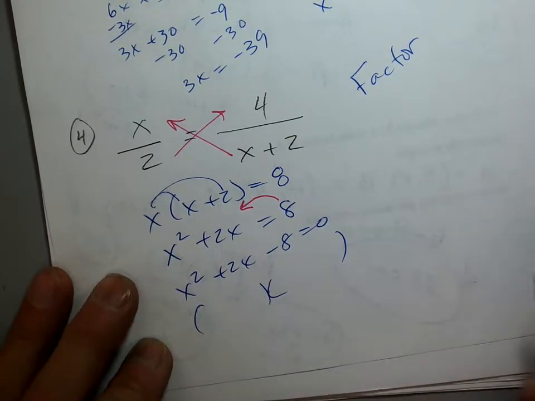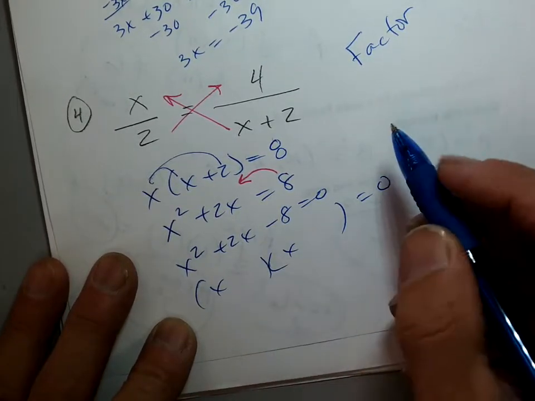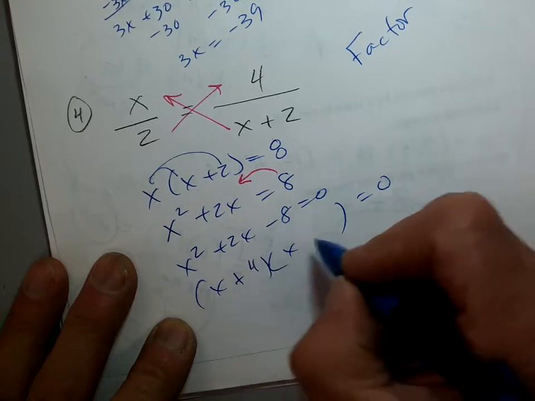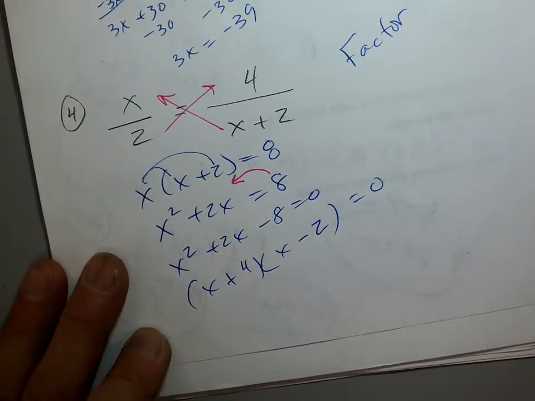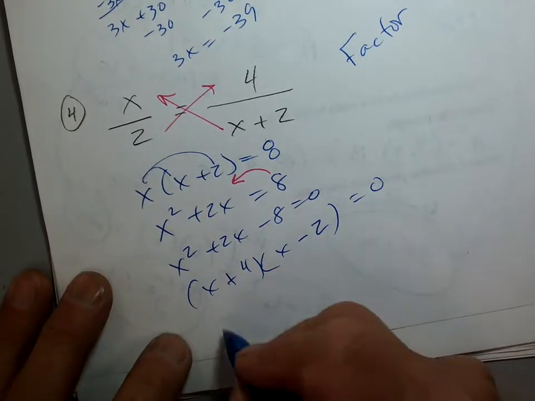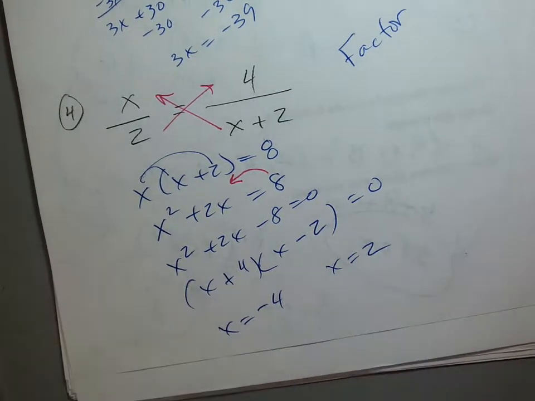Factor, factor, right? Remember how to factor? X, positive 4, negative 2, right? We got our little mini equations. One answer is x equals negative 4 and x equals 2, okay? So we're going to need to know how to do that, because what I want you to do now is pick up your journals one more time, okay?